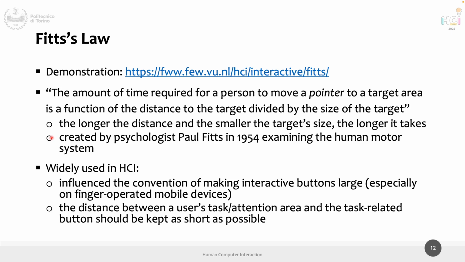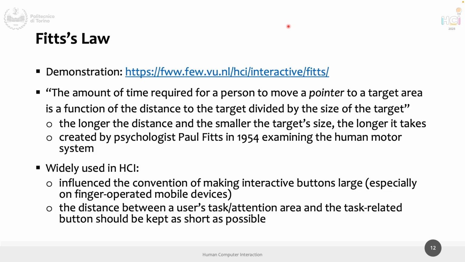If you need to move from here to here and click a small button, that will take longer for me to do and be more difficult for me to do. Instead, if I need to move from here to here, and here there is a large button, that will be faster, quicker, with fewer errors, etc. And this was created by psychologists in 1955 for whatever pointer system, not necessarily a computer and a mouse, and is still used today.